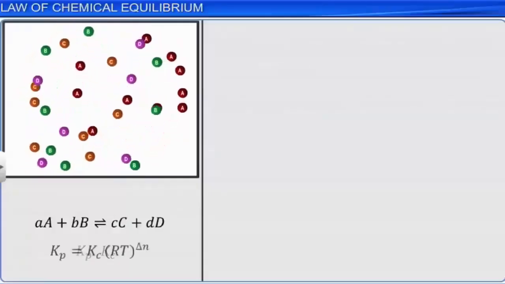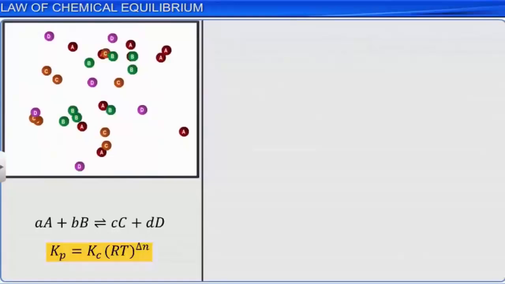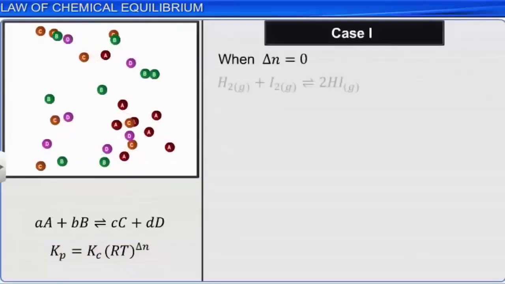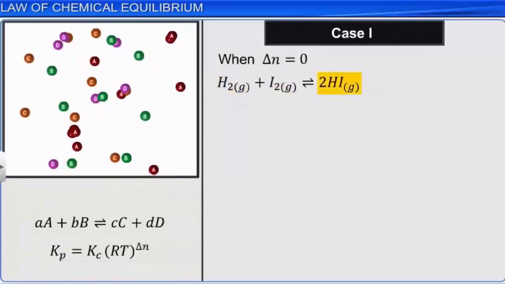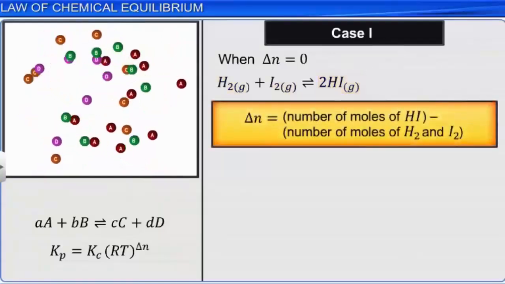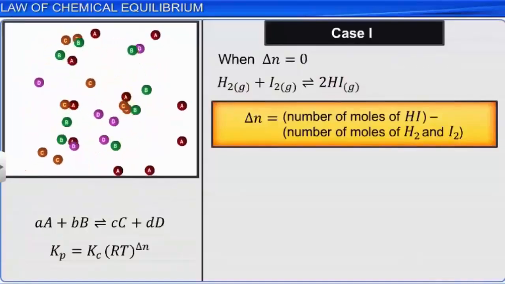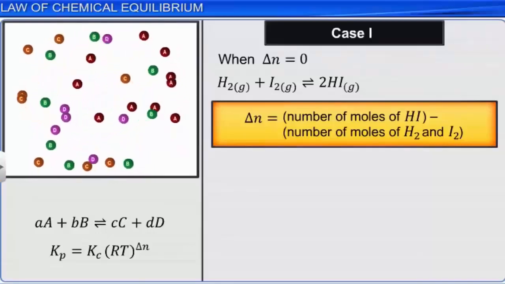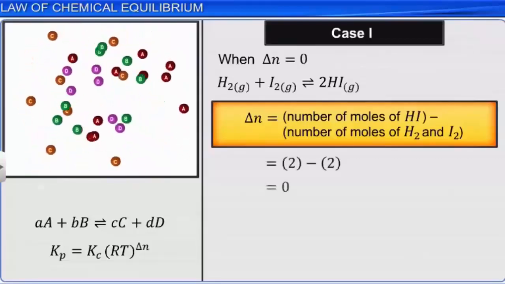Let us see how the relationship between Kp and Kc varies with the difference in the number of moles of products and reactants. Case 1: when delta n is equal to 0. Consider the reversible reaction of hydrogen and iodine that gives hydrogen iodide. For this reaction, the difference in the number of moles, delta n, is equal to the number of moles of hydrogen iodide minus the number of moles of hydrogen and iodine, which is 2 minus 2, equal to 0.